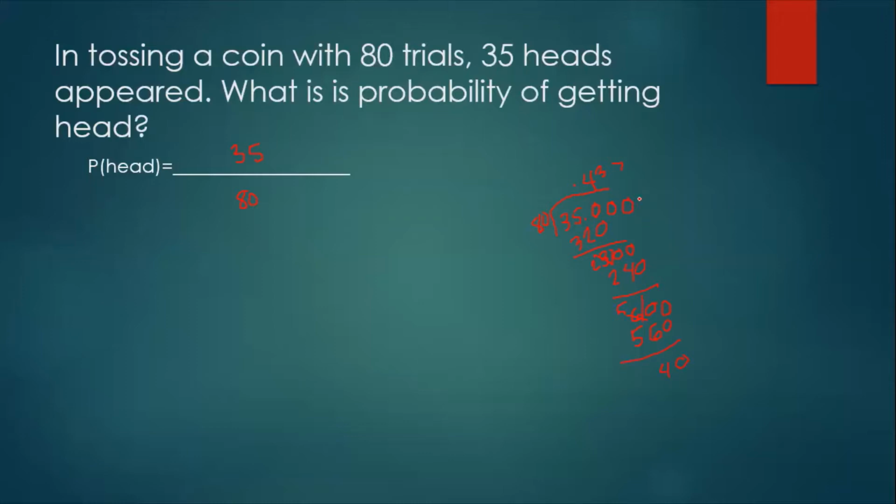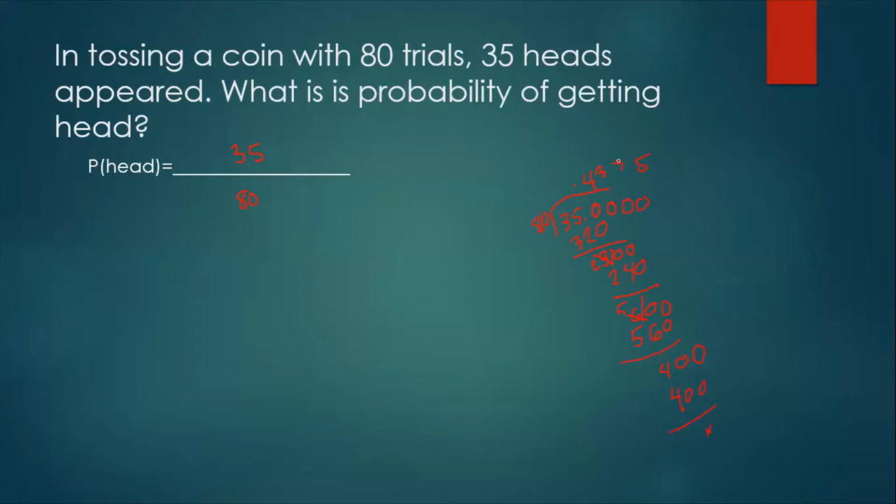So this time, let us add another 0 here. Bring down 0 here. So 400 divided by 80. So 8, 16, 24, 32, 40. So we have here 5. 5 times 80, that's 400. And 400 minus 400, that is 0. Okay, now this time, let us convert from decimal into percent.